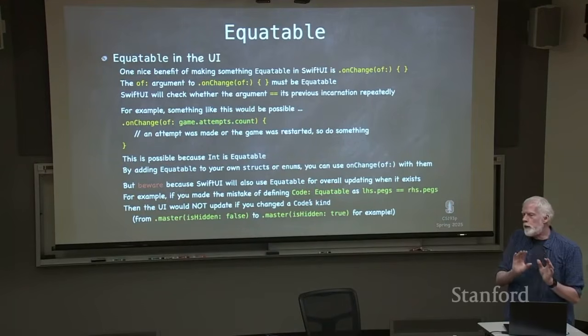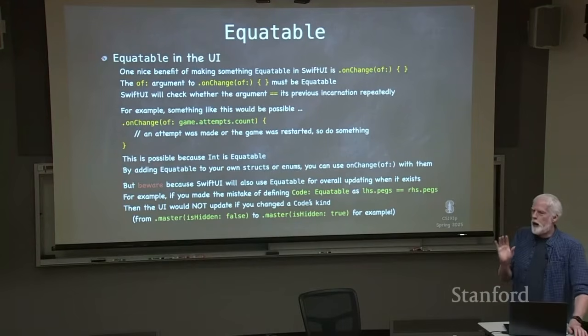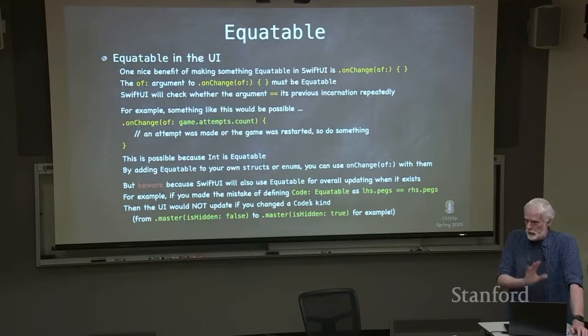You see the problem there? So if you're going to implement equatable, you want to really think about what you mean by equatable. And I tend to be on the conservative side and say, if I'm going to say equals equals, it means it's completely equals equals, including the kind and the pegs in the code.